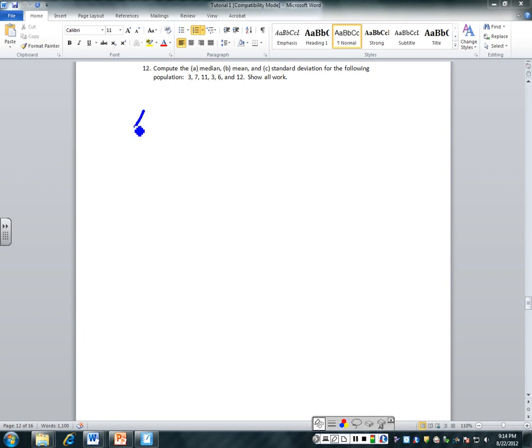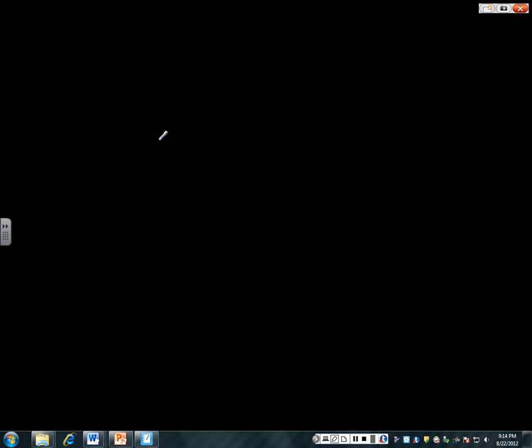I'm going to just see if I can get the mean and the standard deviation really quickly here. The median would have been 6.5, halfway between those two values in the middle. I see something that might have an effect here.